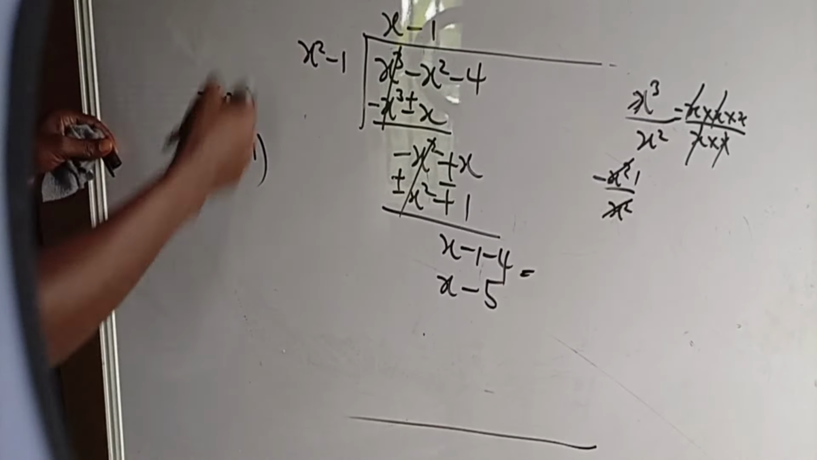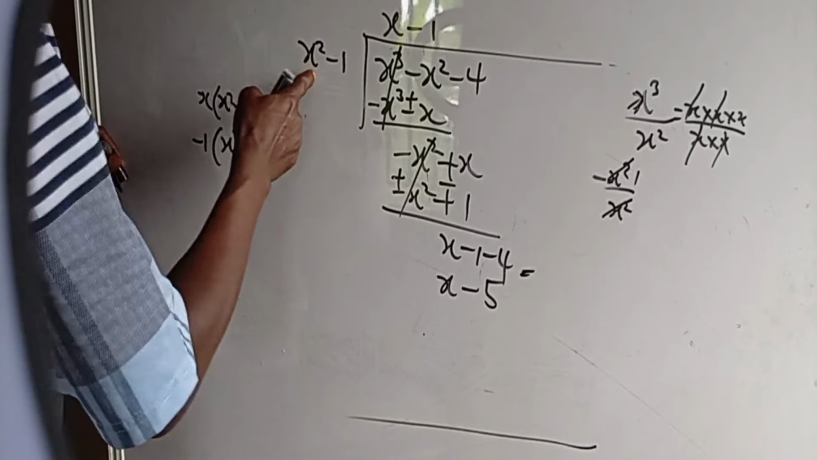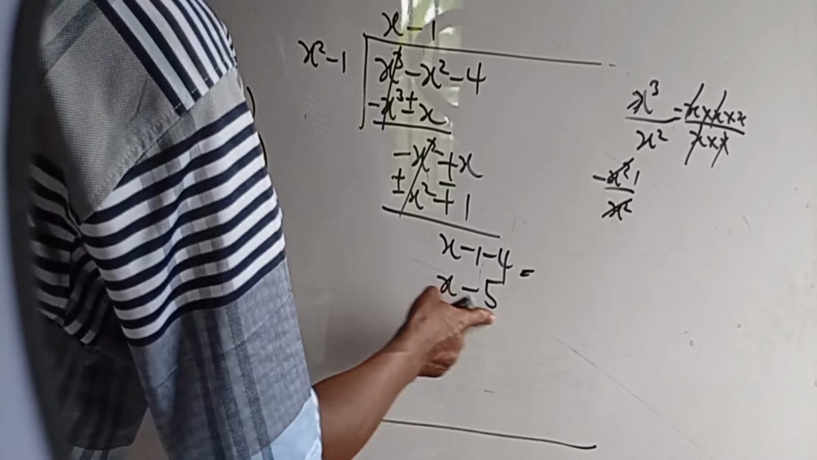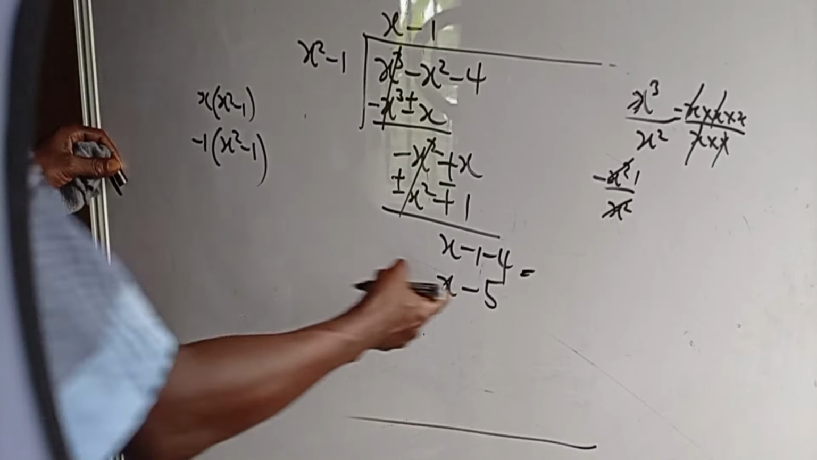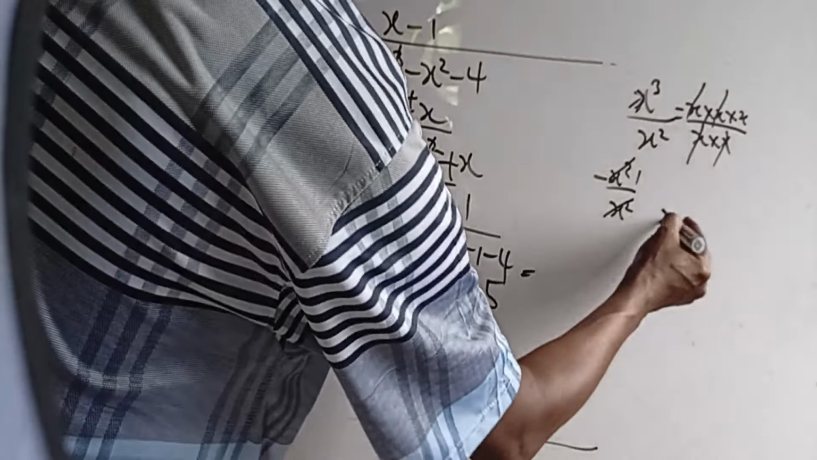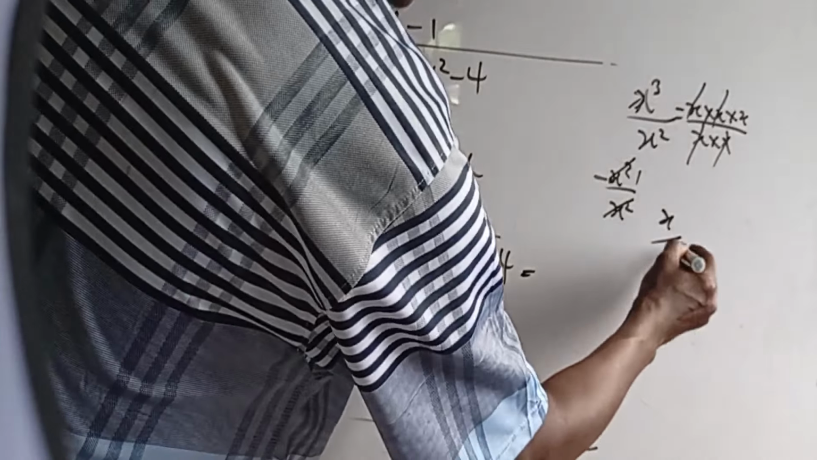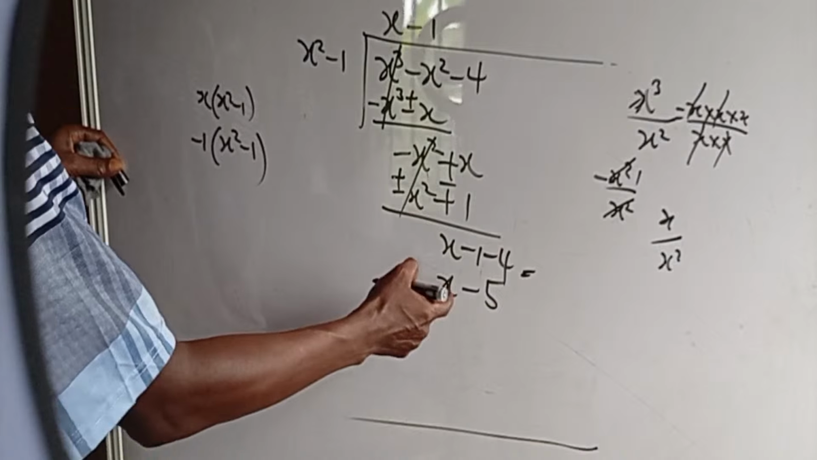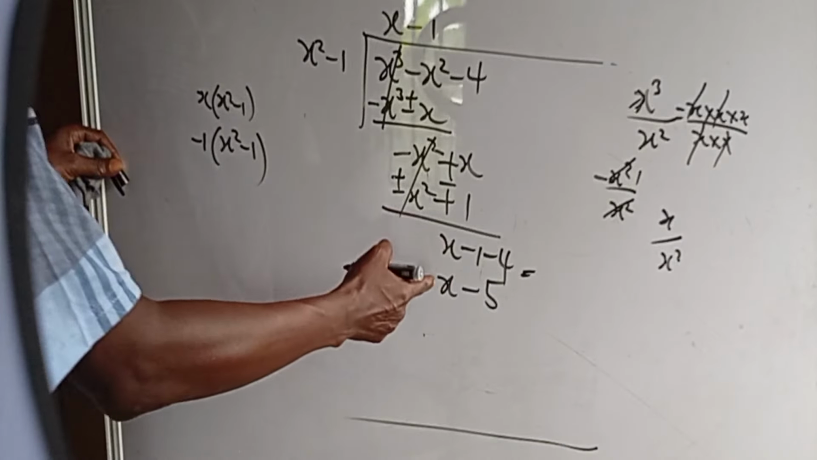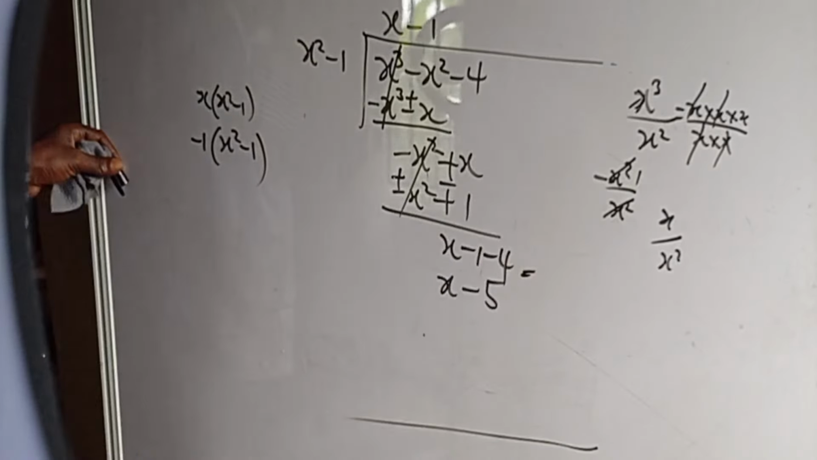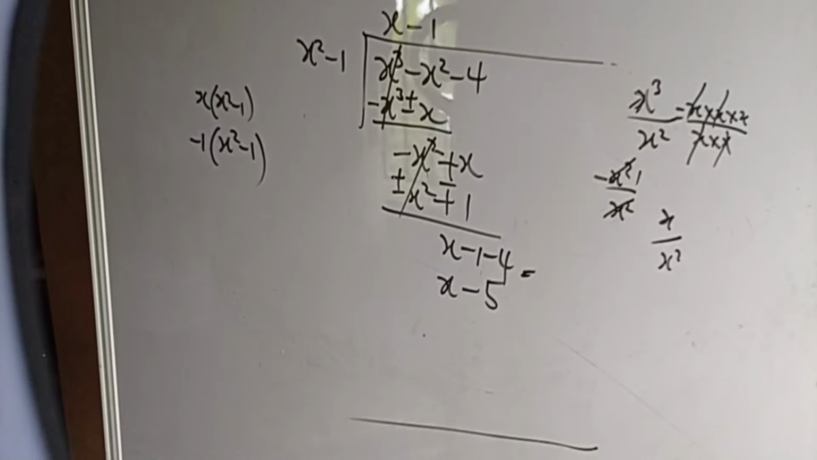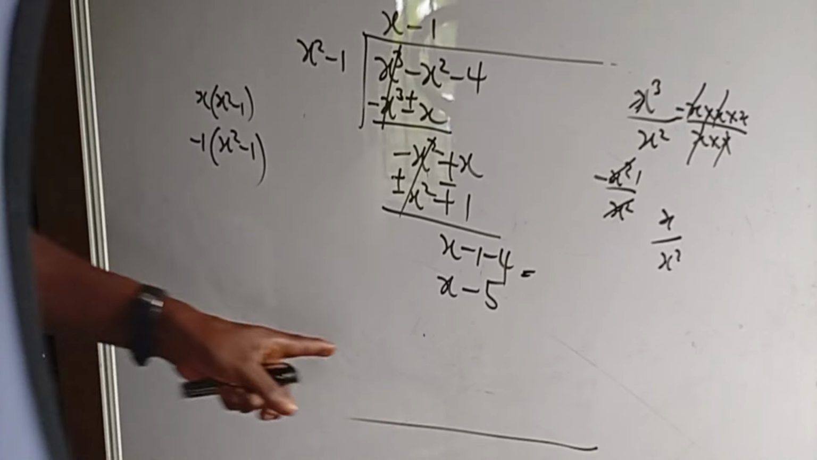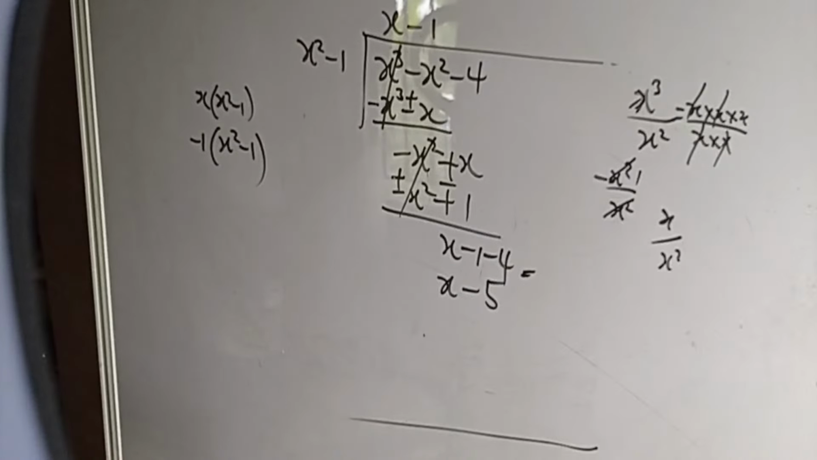Now, going back to our divisor. Our divisor is x squared minus 1. Our remainder is x minus 5. We are stopping here because you cannot divide x by x squared. When the remainder has a degree less than your divisor, you have to stop. So in other words, we stop at x minus 5. Okay?